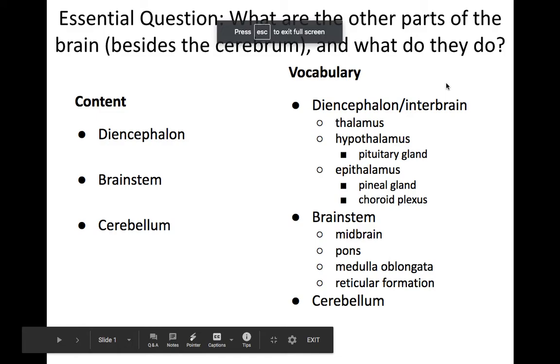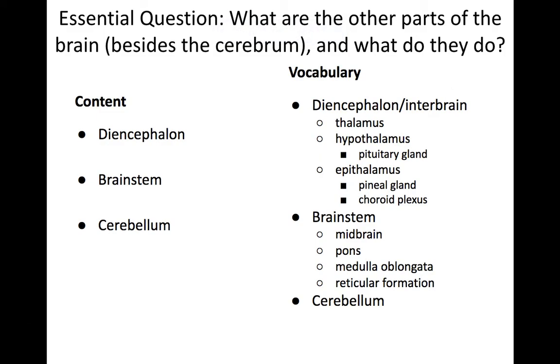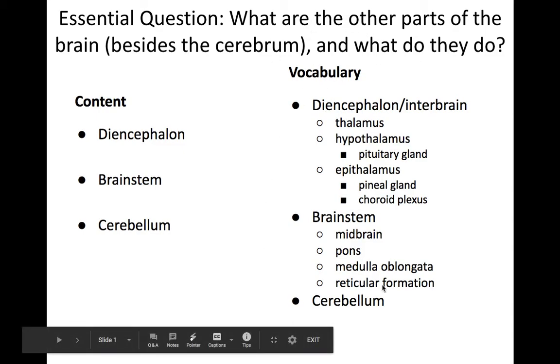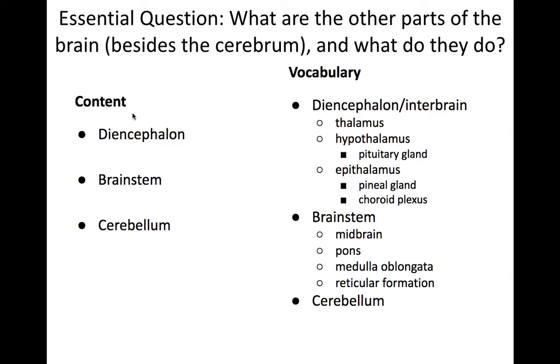Hi everyone, this is the lecture on the parts of the brain other than the cerebrum. So your essential question is, what are the other parts of the brain besides the cerebrum and what do they do? And by the end of this lecture, you should be able to answer this question using all of these terms.